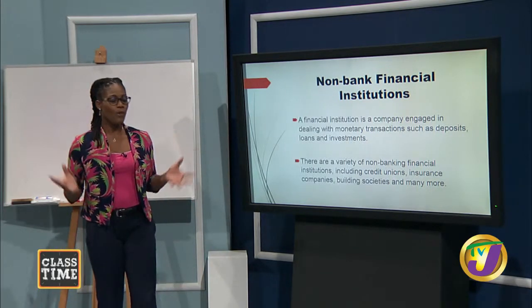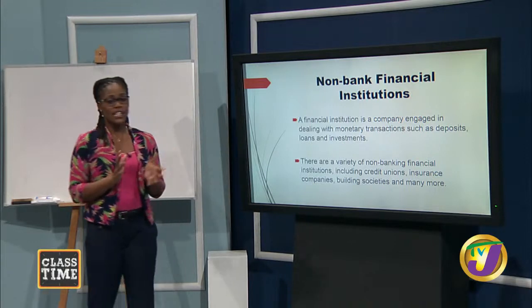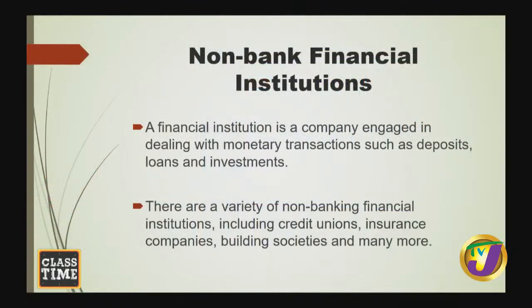Now, just a general overview. A financial institution is a company engaged in dealing with monetary transactions, such as deposits, loans, and investments. There are a variety of non-banking financial institutions, including credit unions, insurance companies, building societies, and many more. We're going to explore some of these and look at their characteristics.